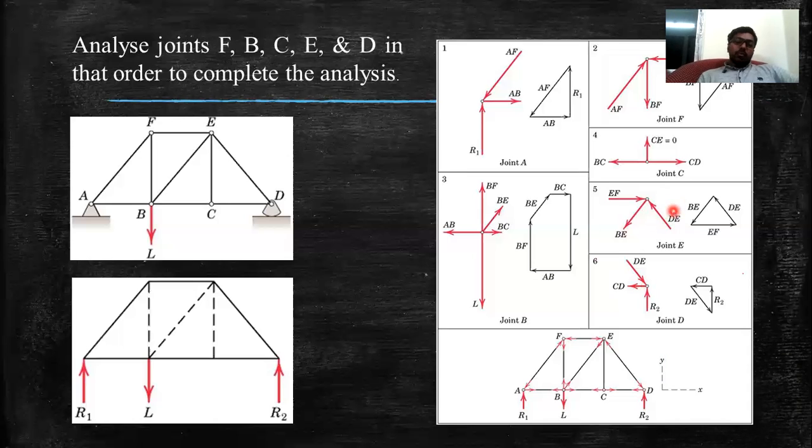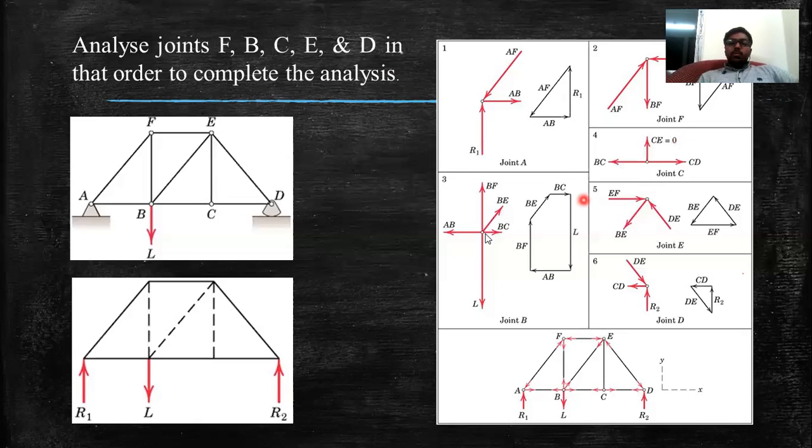And one more important thing is that if at any point the member force is 0, we call that member a zero force member. If the member force is 0, we call that member a zero force member. That is a very important term. And in many competitive exams, in question papers, you will be asked to find out the zero force members. So you have to do that.